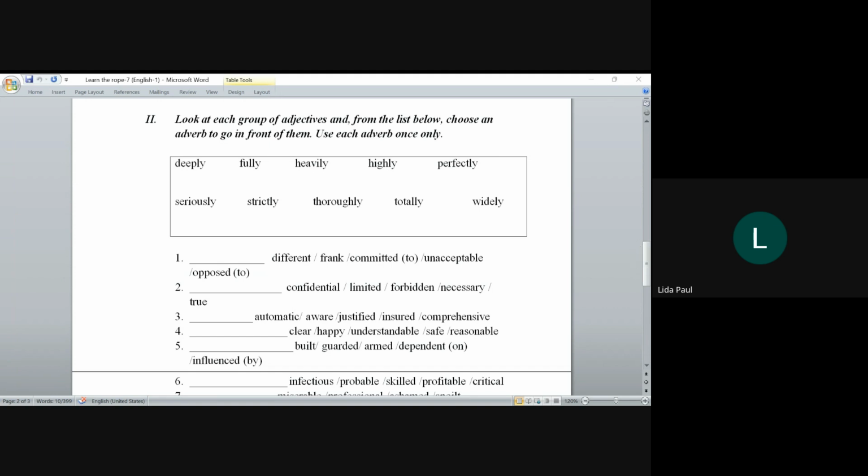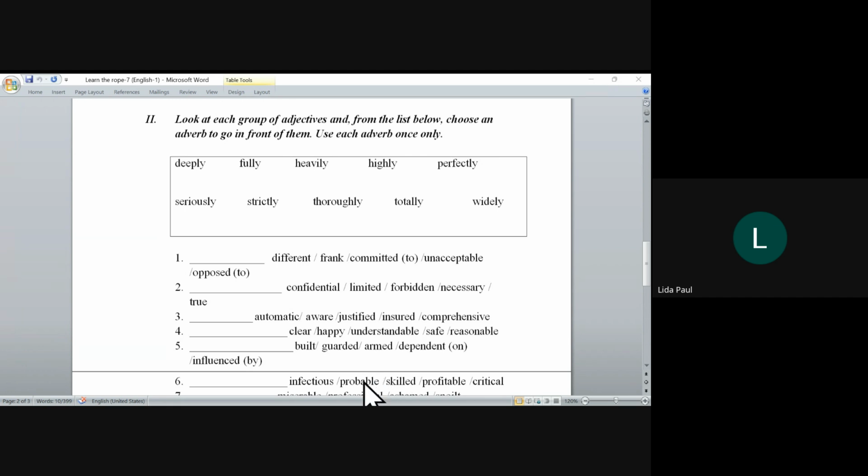Sixth one: infectious, probable, skilled, profitable, put together. This one is easy. Two people say highly. Any other answers? This is actually easy. The answer is highly. So you're also right. Highly infectious, highly probable, highly skilled, highly profitable, highly critical. Right.